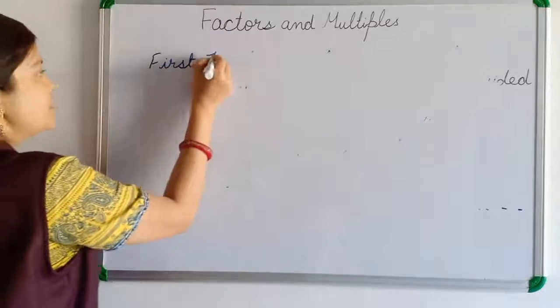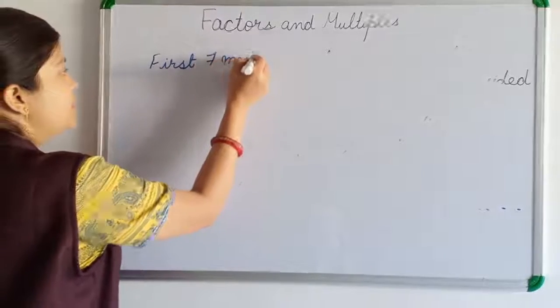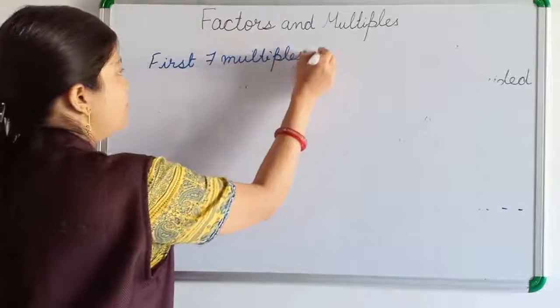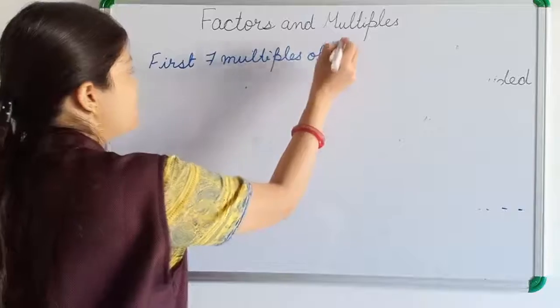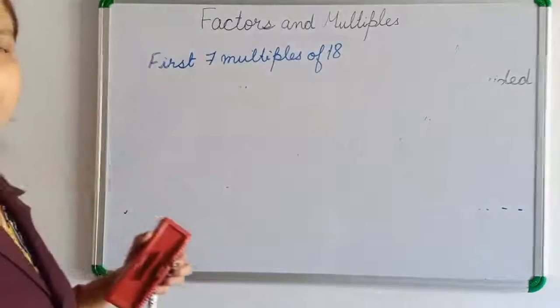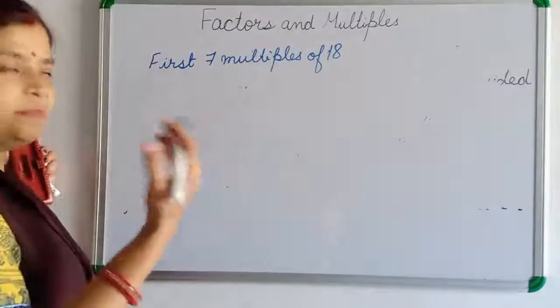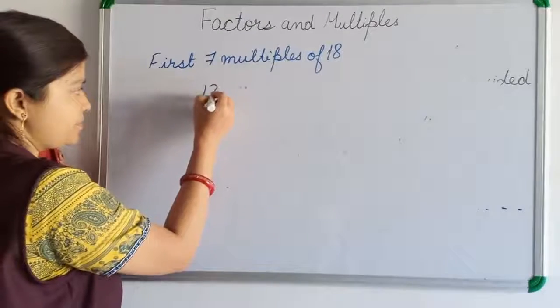First 7 multiples of 18. Just now we have discussed, to find the multiples, we are multiplying the number by 1, 2, 3, 4. So first means we have to start with 1 only.